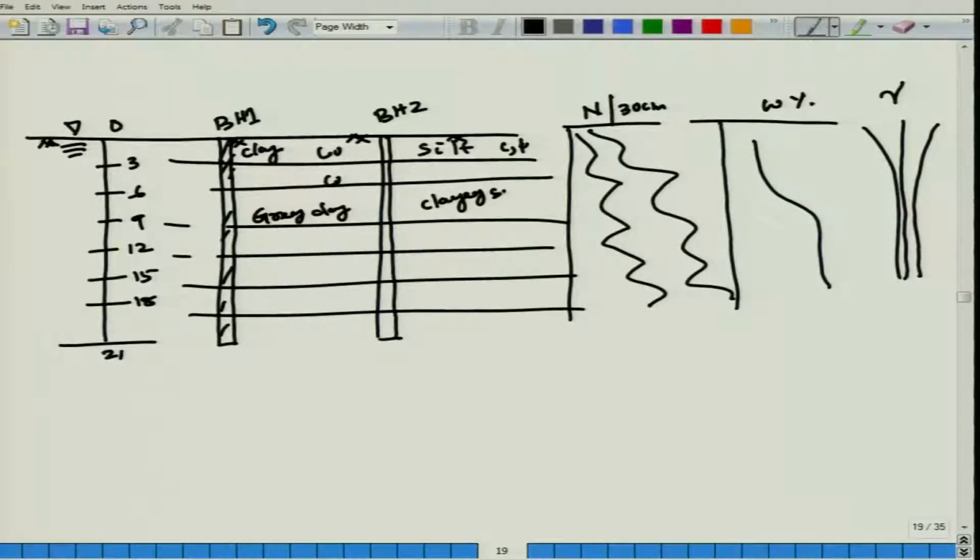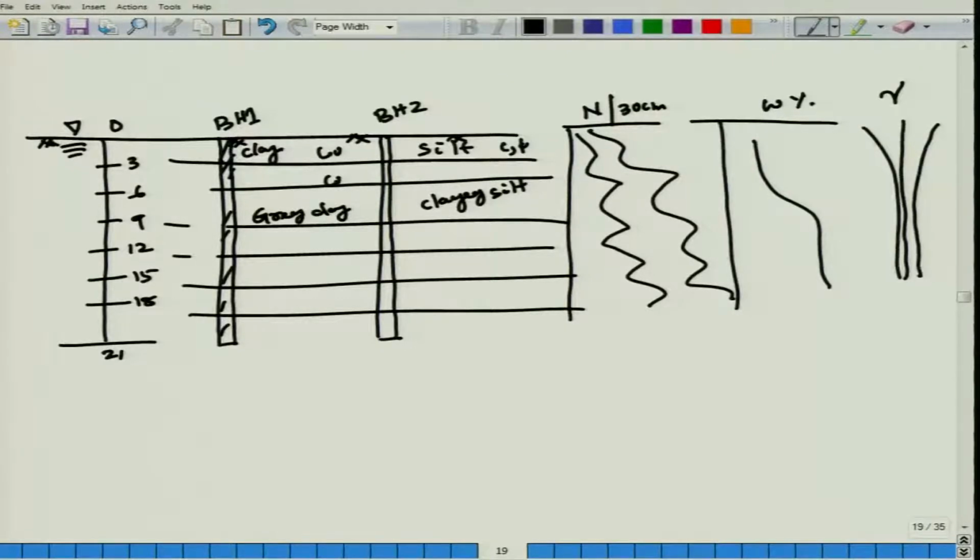Clay silt. Now, what are the properties? Then you have also carried out your SPTN, how your SPTN is varying at different locations, what your natural moisture content is, and how the gamma is varying.